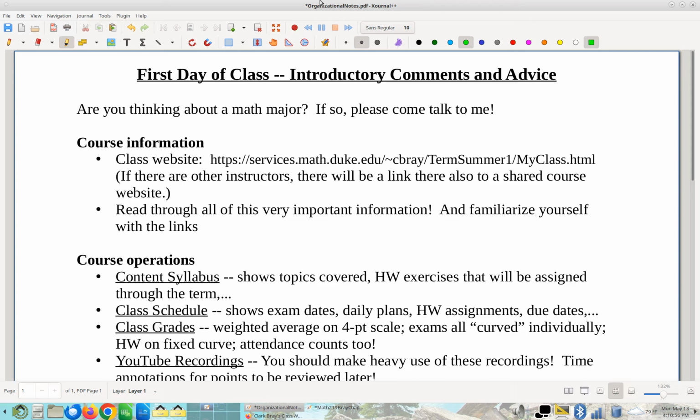So here we go. Very first thing, this is a quickie, but if you're thinking about a math major, please come talk to me. Not important, but I think it's just a good idea to check in, to make sure that, given what your background is, you're making good course choices. It's an easy opportunity, so why not?